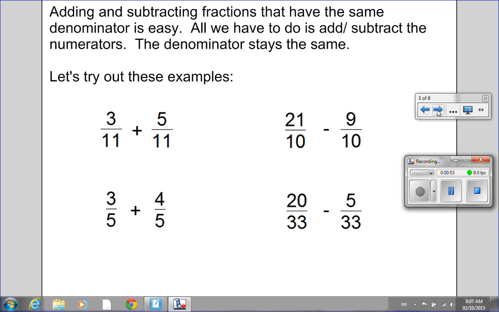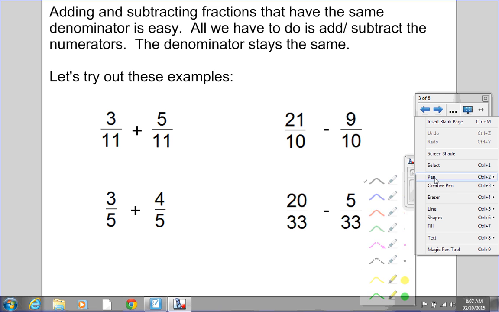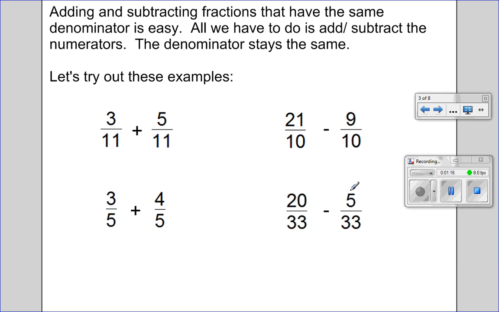Adding and subtracting fractions that have the same denominator is easy. All we have to do is add slash subtract the numerators. The denominator stays the same. So I'll do one example for you, and then I'm going to leave the remaining three for you to try at home. So 3/11 plus 5/11, we see right away that we have the same denominator of 11. I'm adding. All I have to add is 3 plus 5 to give me 8.